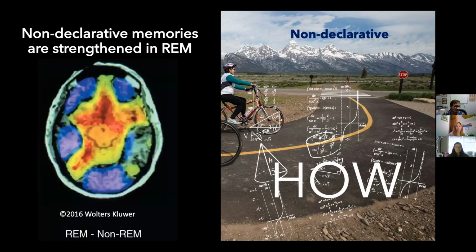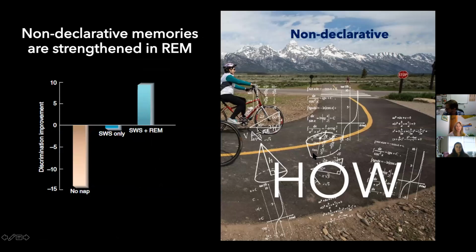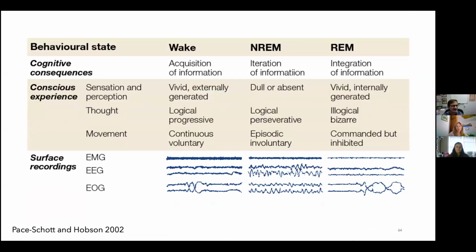But if you only have slow wave sleep, it doesn't get nearly as good as when you have REM sleep as well. And they've done other studies like this where people play video games and you get a lot better at video games if you have that REM sleep. There are ways they control these studies that are pretty complicated, but if you're interested in those, I can talk more about them.